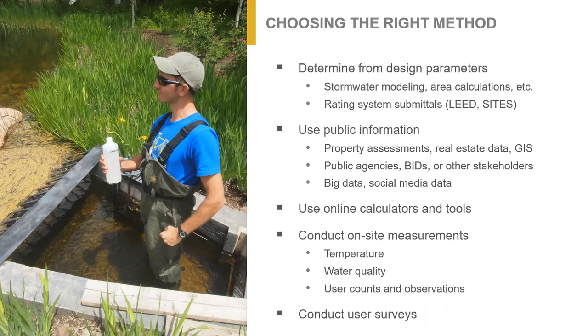So first, you can look at design parameters and information from rating submittals. So you obviously can always look back at your construction documents, et cetera, to quantify a lot of these things. That's a bit more of a predictive way of evaluating benefits, but it is valid. Rating system submittals often carry this type of information. You can also use publicly available information. You would be really surprised how much is out there.